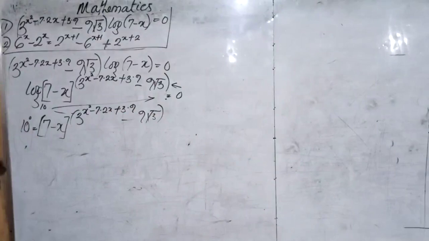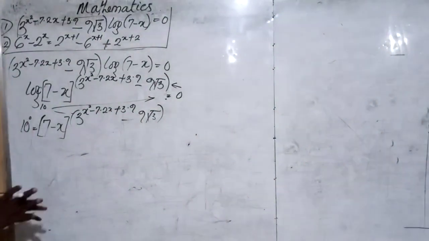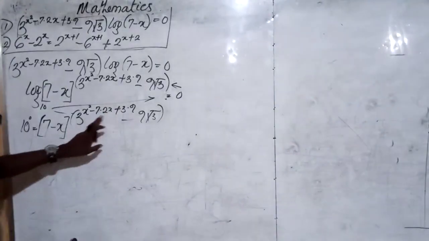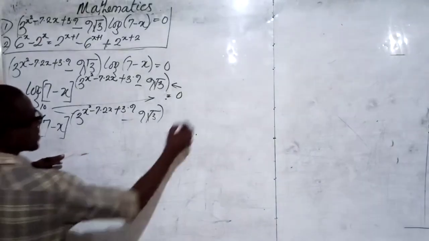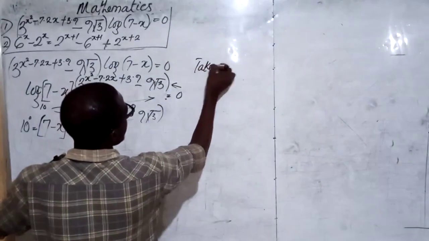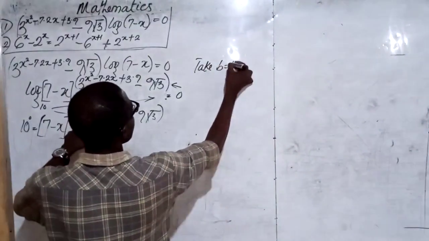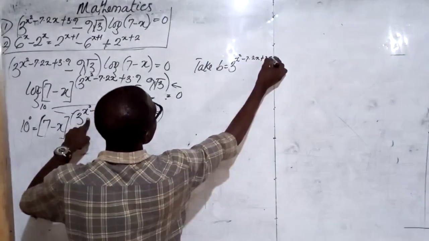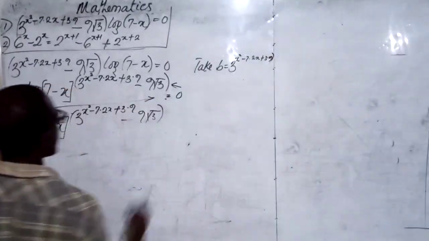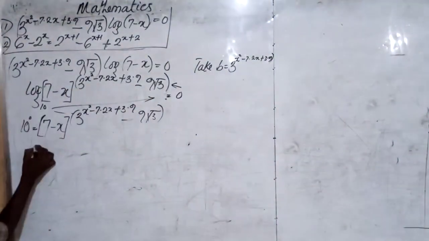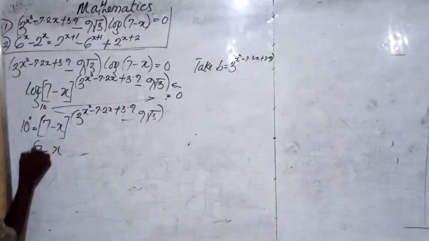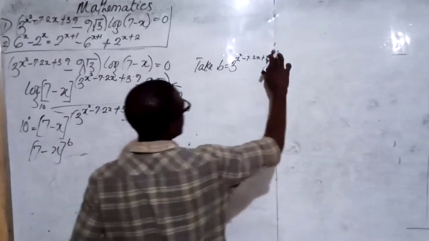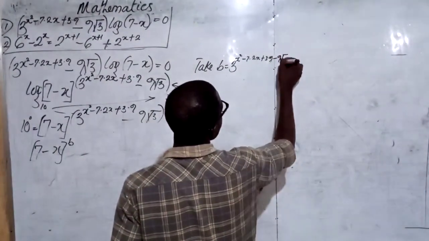You know what? Because the expression is already becoming too big, I'm going to do something because I'm seeing that we're going to be writing this a lot. So let's take b to be equal to this, 3 raised to the power x squared minus 7.2x plus 3.9. So anyway I put b, that is what I mean. So that this expression becomes 7 minus x, all raised to the power b. You know, minus 9 is still there. Minus 9 root 3. All right.